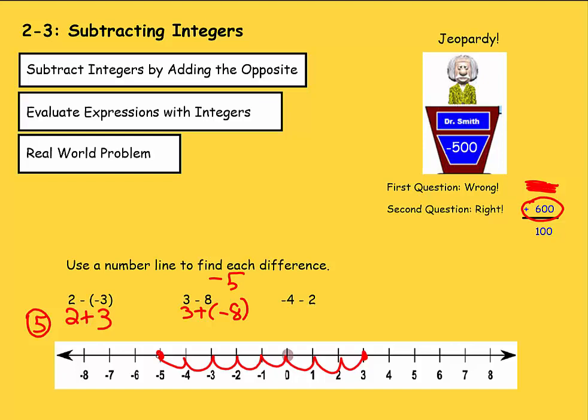Let's look at this last one, negative 4 minus 2. So if negative 4 is our starting point, we are taking away a positive value. And we don't want to do that, but we have to. So we have negative 4 plus the opposite of positive 2, which is negative 2. So negative 4 plus negative 2, adding negative 2 moves it to the left, which becomes negative 6.